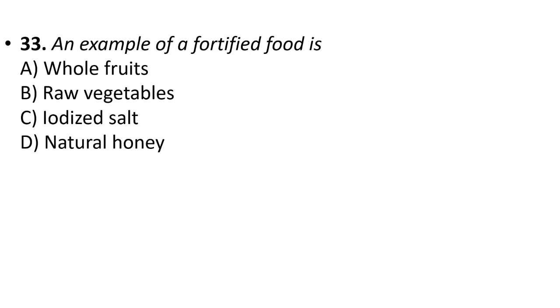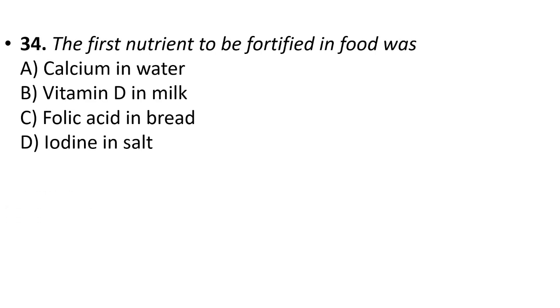33. An example of fortified food is: A. whole fruits, B. raw vegetables, C. iodized salt, D. natural honey. Your answer is option C. Iodized salt. 34. The first nutrient to be fortified in food was: A. calcium in water, B. vitamin D in milk, C. folic acid in bread, D. iodine in salt. Your answer is option D. Iodine in salt.